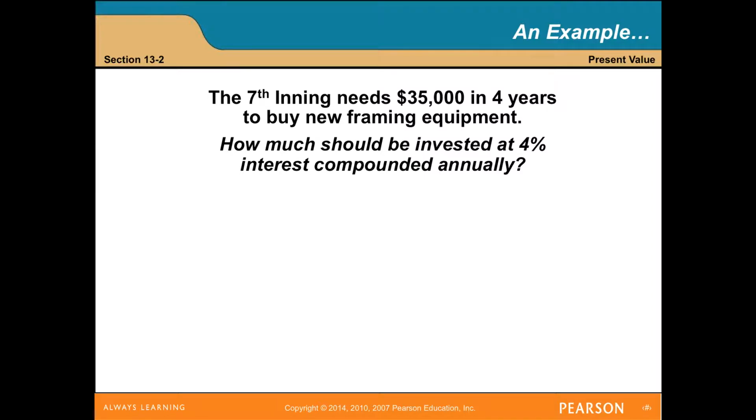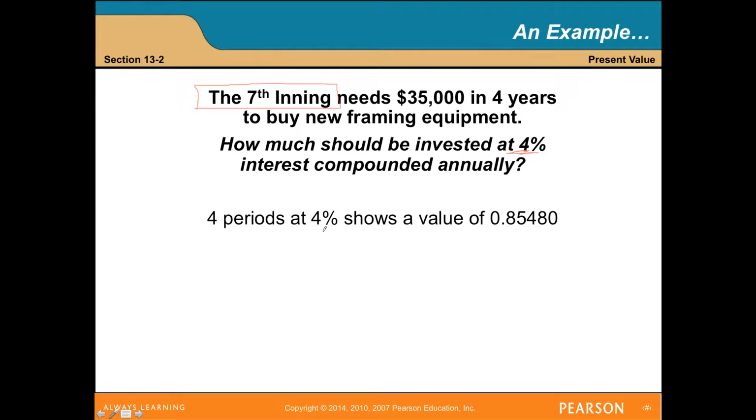So here's an example. The 7th Inning, and I think this is a bad example. Let's just pretend like the 7th Inning is the name of a company or a group or an organization, in case that makes sense, or in case you were making some sort of baseball reference or something to that effect. So an organization needs $35,000 in 4 years to buy new framing equipment. How much should be invested at 4% interest compounded annually?